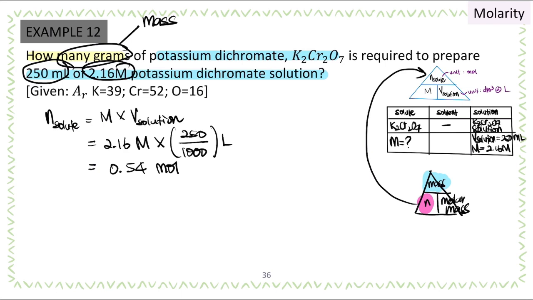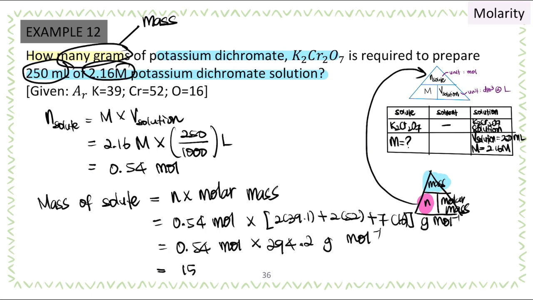And then after that, we need to find the mass of the solute, in which the mass of the solute is equal to the number of mole of solute times the molar mass. So what you have to do is just substitute the number of mole of solute that we calculated earlier times the molar mass of K2Cr2O7, and then we will have the mass of solute is 158.868 gram.